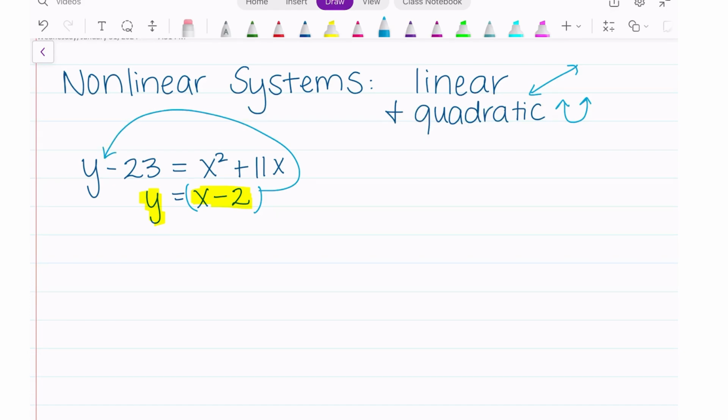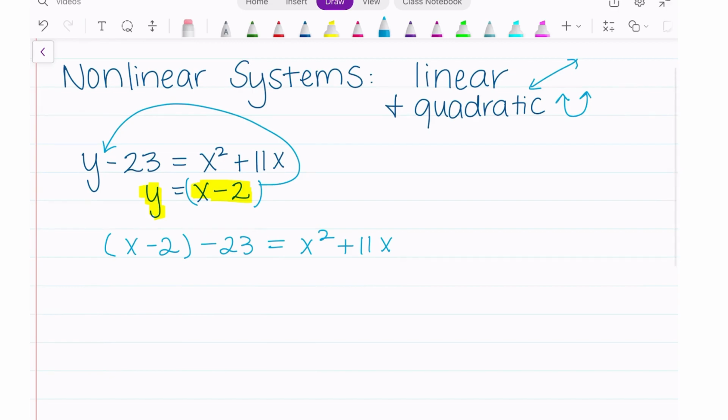So I have x minus 2 minus 23 is equal to x squared plus 11x. Now I used parentheses here, but I don't really need to because there's nothing in front of the parentheses to distribute in. So I can go ahead and drop those parentheses and combine like terms. Negative 2 minus 23 is going to give me a negative 25. And then my right-hand side has no like terms.